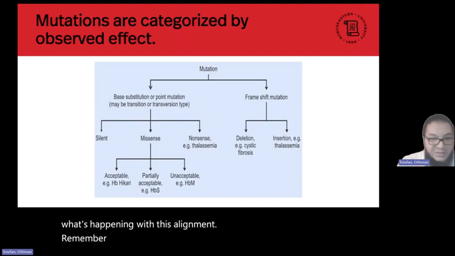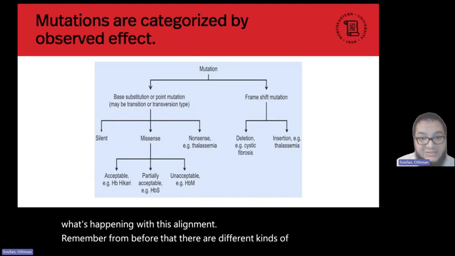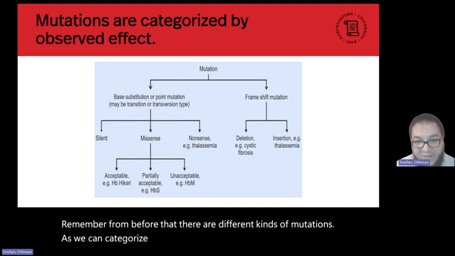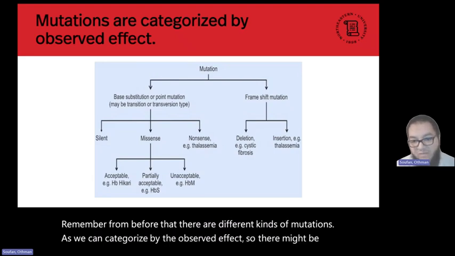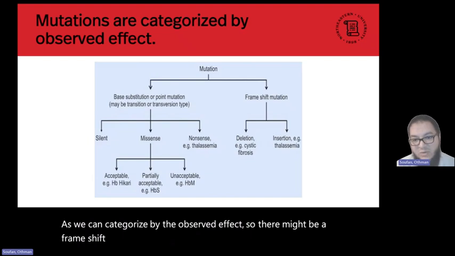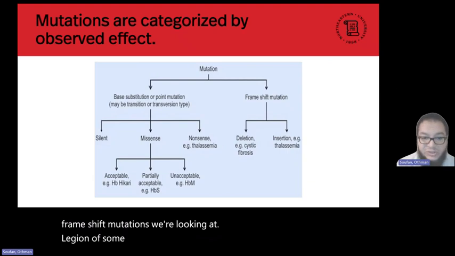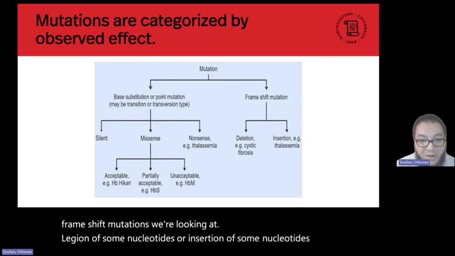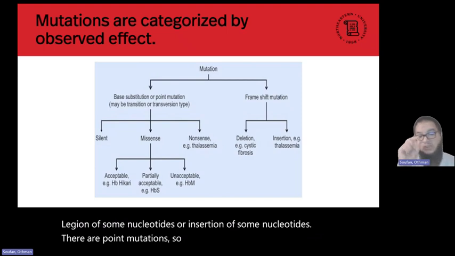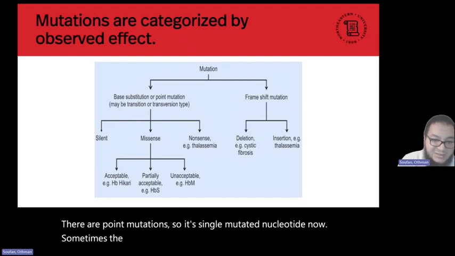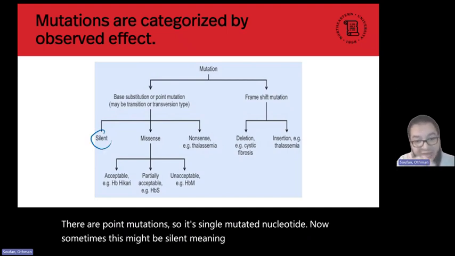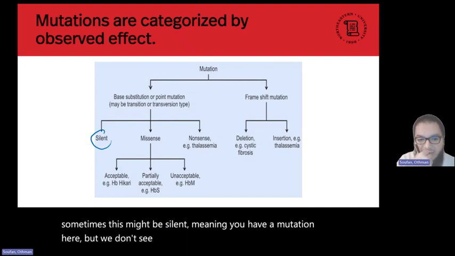Remember from before that there are different kinds of mutations as we can categorize by the observed effect. There might be frame shift mutations, where we're looking at deletion of some nucleotides or insertion of some nucleotides. There are point mutations, so it's a single mutated nucleotide. Now, sometimes this might be silent, meaning you have a mutation here, but we don't see a recognized phenotype there.